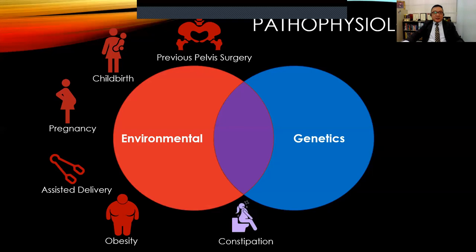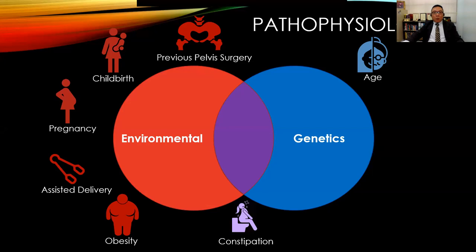And last, constipation. We do not know which comes first, whether the prolapse is causing the constipation or the constipation is causing the prolapse. But we do know that with increased intra-abdominal pressure due to constipation, as the years go on, at some point the pelvic floor will get injured, and especially when you are advanced in age, the pelvic floor becomes weak and prolapses, causing prolapse symptoms.